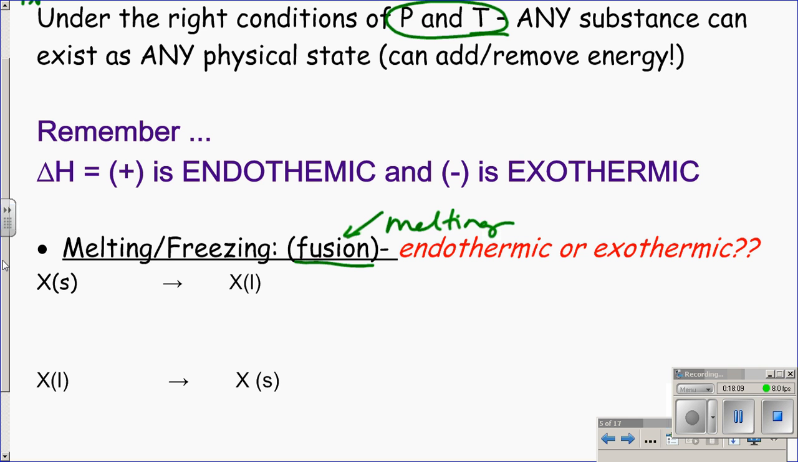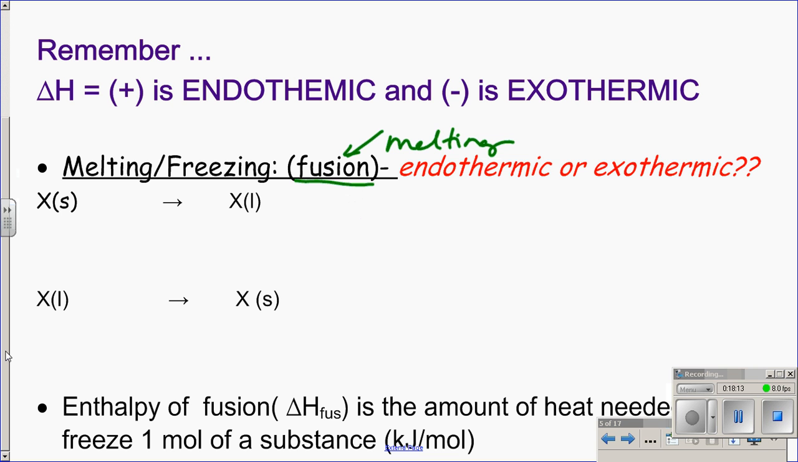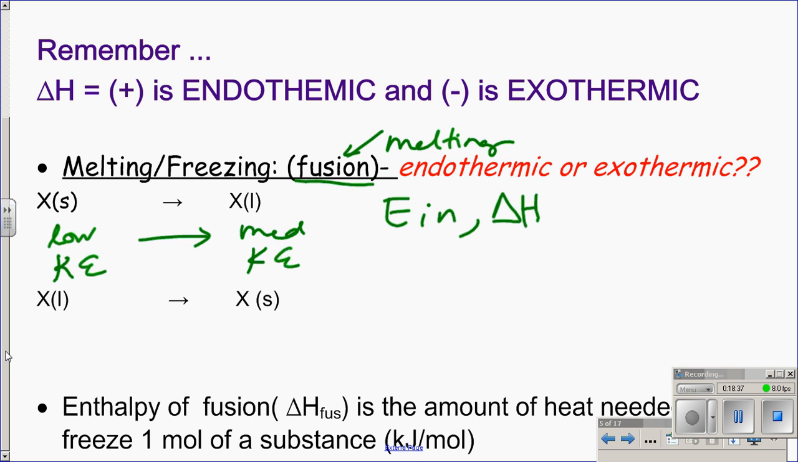So this is some general substance. I'm calling it X. If X is a solid and I go to liquid, tell me, does solid have low, medium, or high kinetic energy? Low kinetic energy. Okay. So solids have low kinetic energy. Well, I'm going to liquid, which has medium or higher kinetic energy. So did energy go into that substance or come out of it? Into. Energy is in, so is delta H positive or negative?